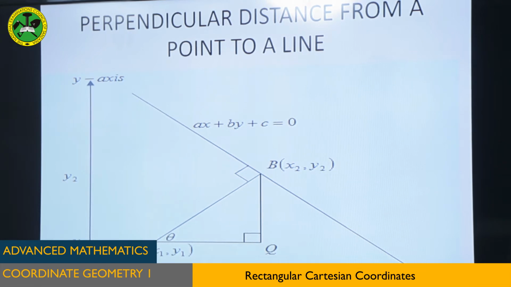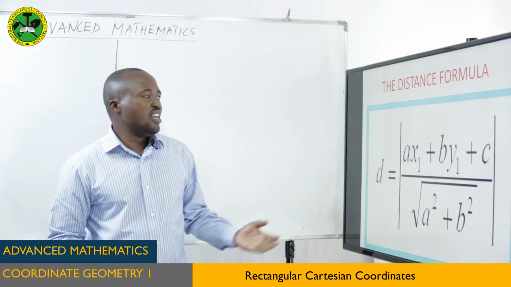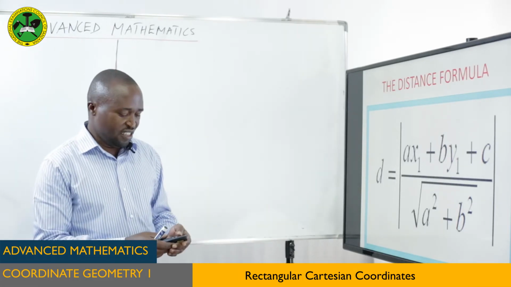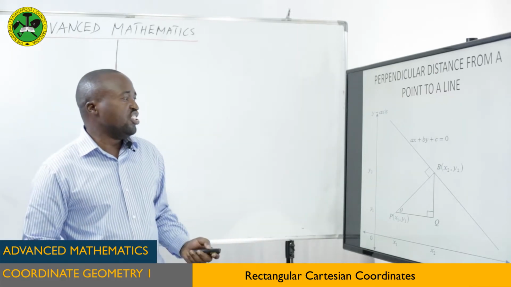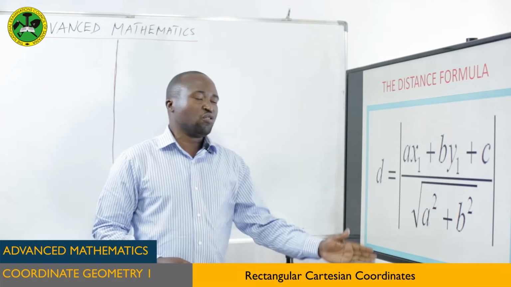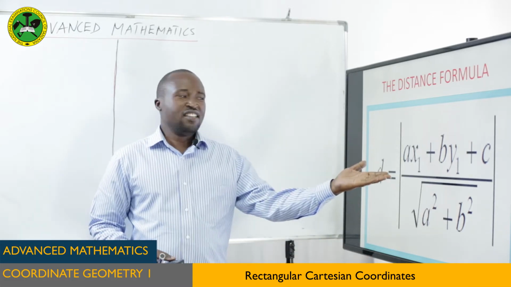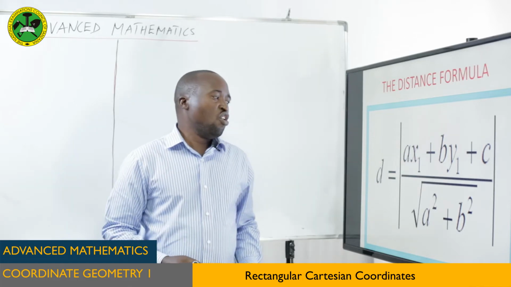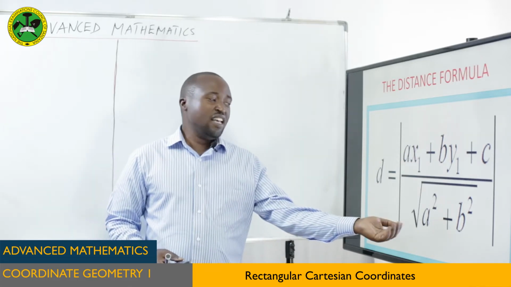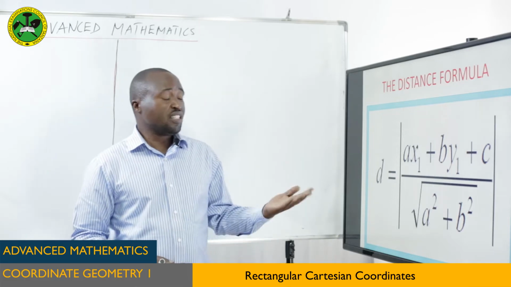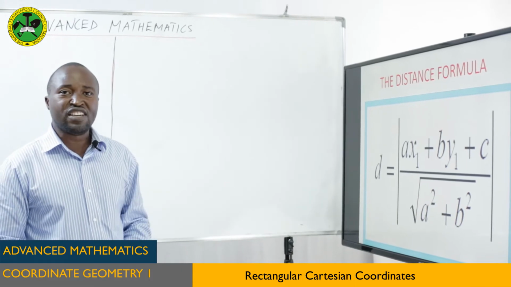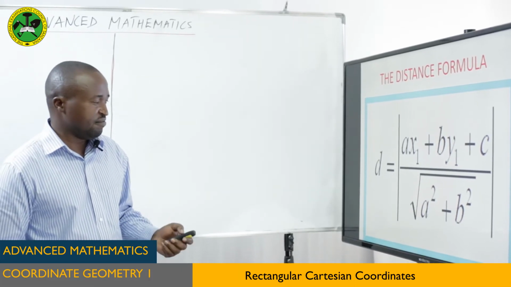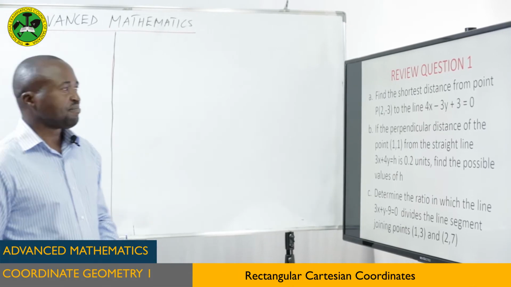Now, what is the general formula that we are going to use to find the perpendicular distance? To find that perpendicular distance, which is PB, called D, D is equal to the absolute value of AX plus BY plus C over the square root of A squared plus B squared. So that is how to find the perpendicular distance. Now, my dear student, let us see how this formula is very useful in some of the questions. Here we have the review questions.